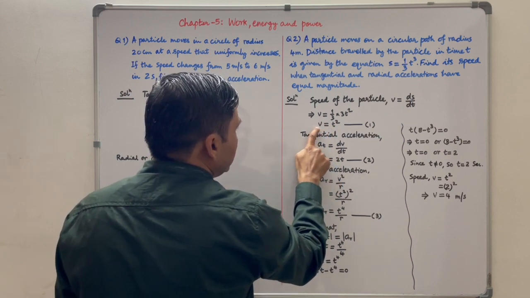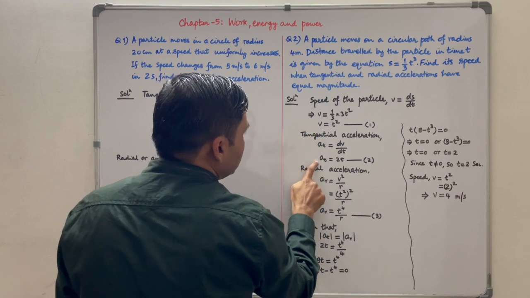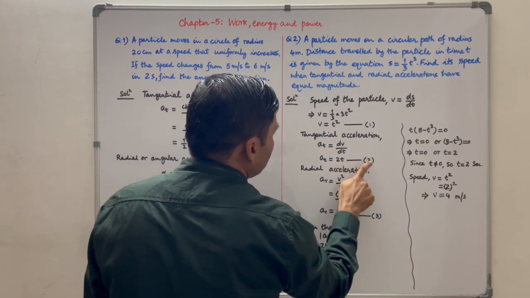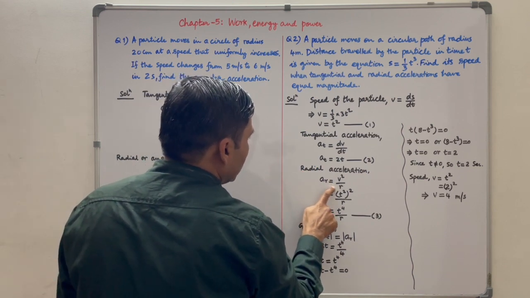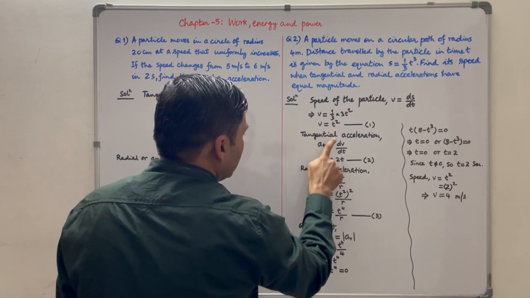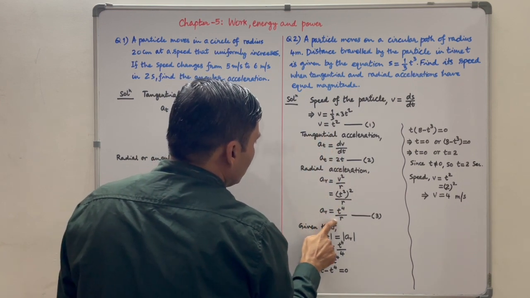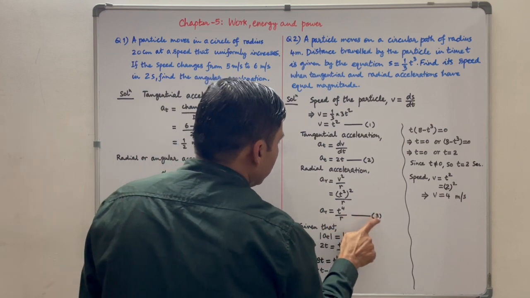So dv by dt will give 2t. That means at is equal to 2t. This is equation number 2. Radial acceleration ar is equal to v square by r. v is equal to t square. So ar is equal to t to power 4 upon r. This is equation number 3.